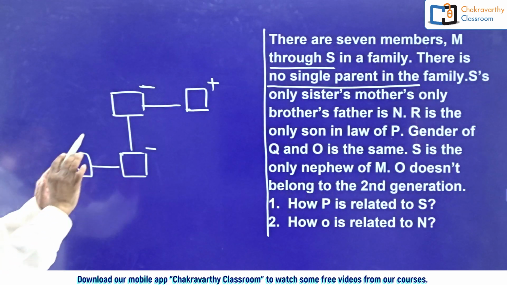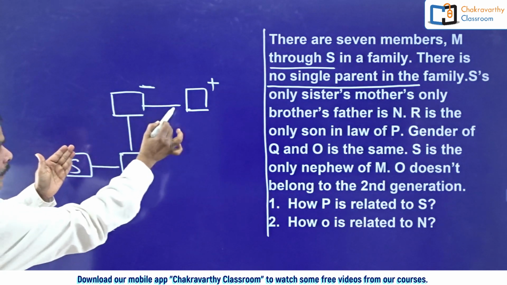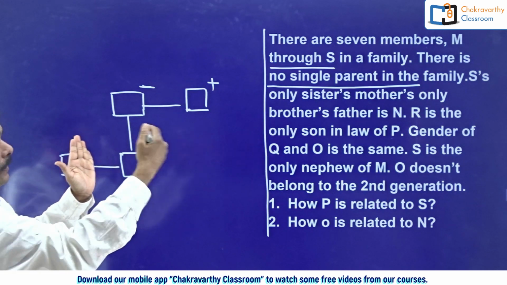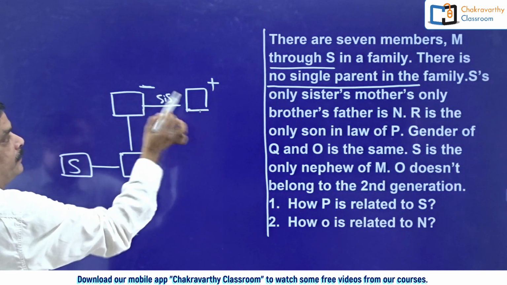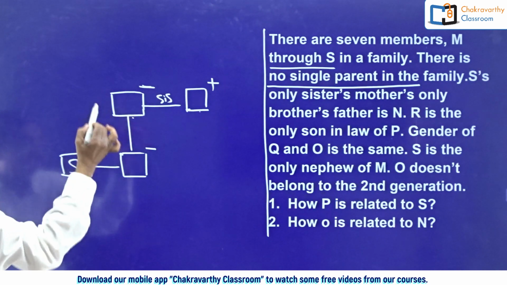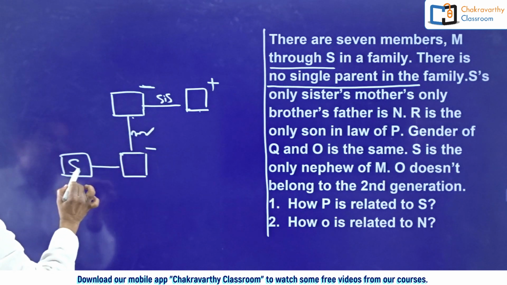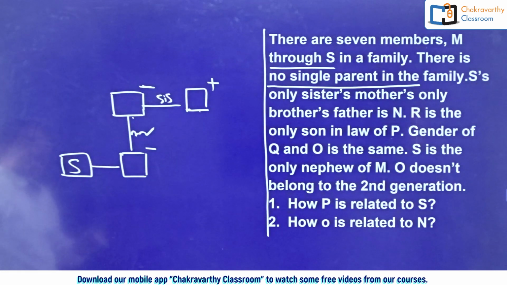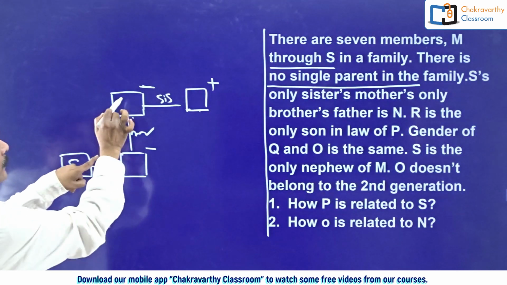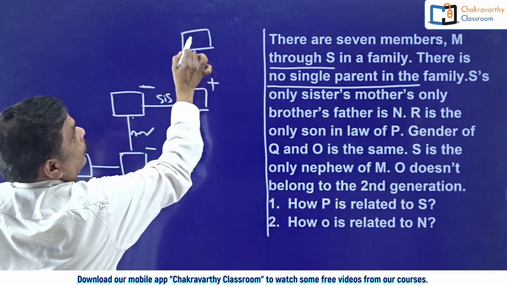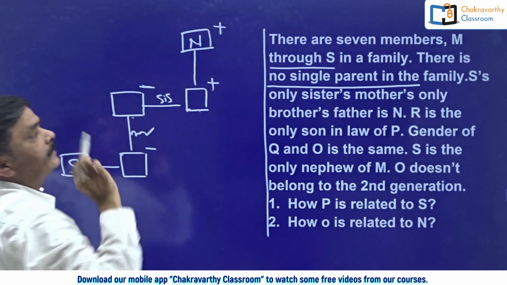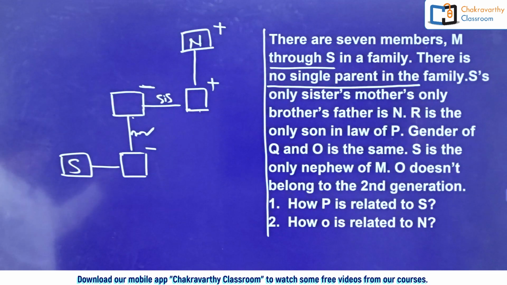According to our method, how to go for this one? Top to bottom, left to right. Left to right only you have to read, top to bottom only. This lady is the sister of this gentleman, and this lady is the mother of these two. This is the way, right? Now S's only sister's mother's only brother's father is N. Now this is N plus. Done. Have you got the idea?